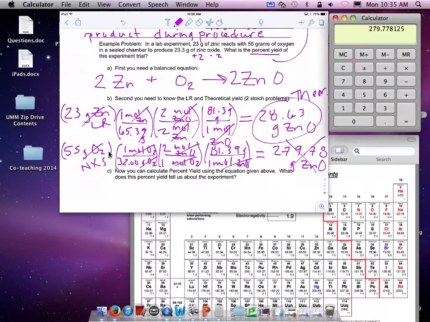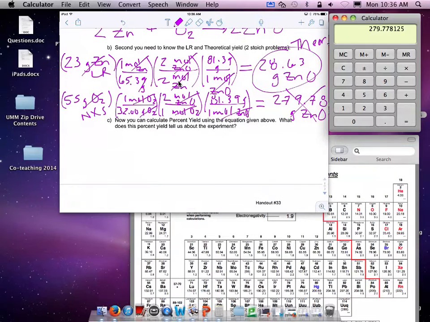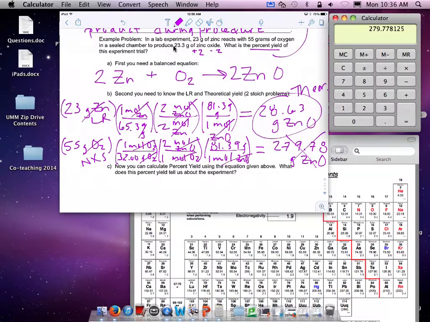So now that I know that, now I can figure this question. So I said I know my LR, which means I know my theoretical yield, which means now I can do percent yield. Remember, percent yield is the actual amount from lab, the theoretical amount from math. So actual over theoretical. So the actual I got from this problem says 23.3 grams of zinc oxide. So 23.3 grams of zinc oxide is actual, divided by theoretical, which is what I was supposed to get. I was supposed to get 28.63 grams of zinc oxide.